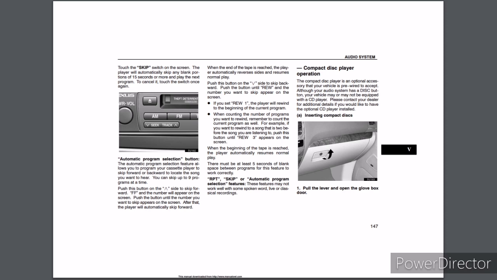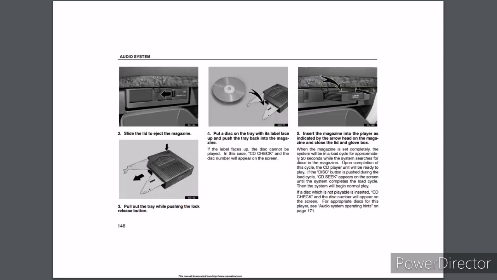A. Inserting compact discs. Step 1. Pull the lever and open the glove box door. Step 2. Slide the lid to eject the magazine. Step 3. Pull out the tray while pushing the lock release button.